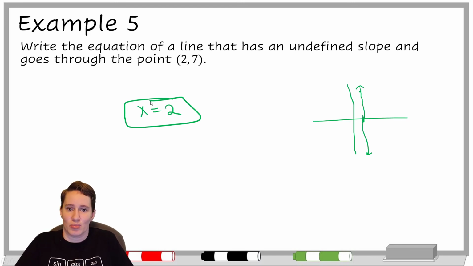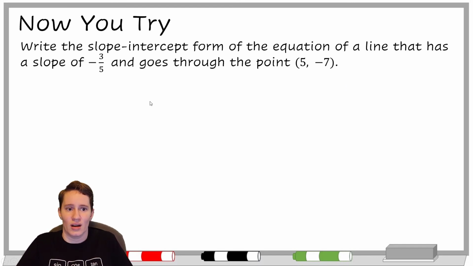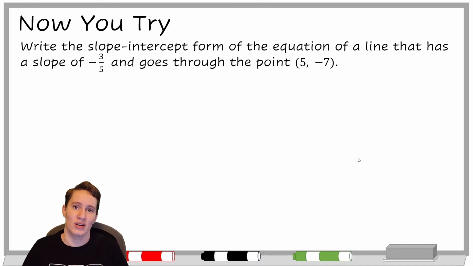So that's example 5. I've got one more here, and now you try. I would love for you to pause the video, try this, and then leave me a comment with your answer. And I'll go ahead and tell you the answer so that you know how to do it and if you got stuck, but pause the video now.